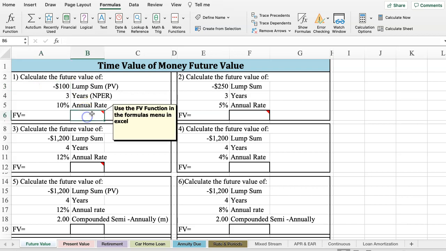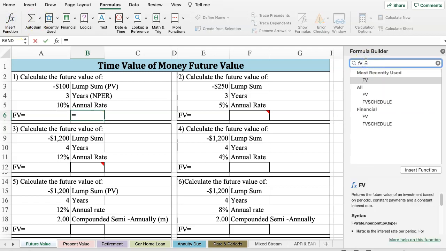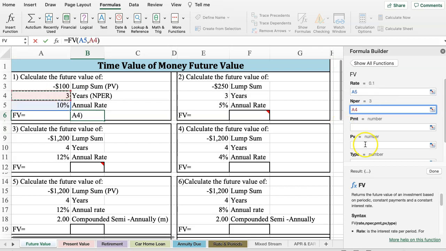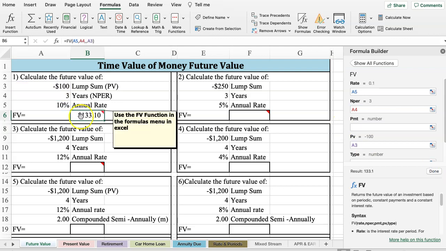I have a little note here saying use the FV function in Excel. So I go to Formulas, Insert Function, I'm going to search for FV, and then double click on that. We have rate, so I'm going to click on that, and nper for this. The present value is there. So when I hit done, I get the answer.